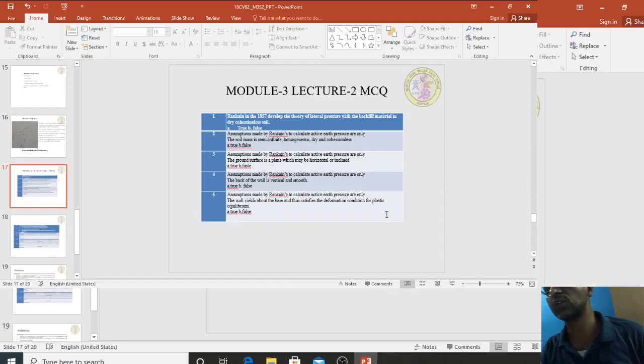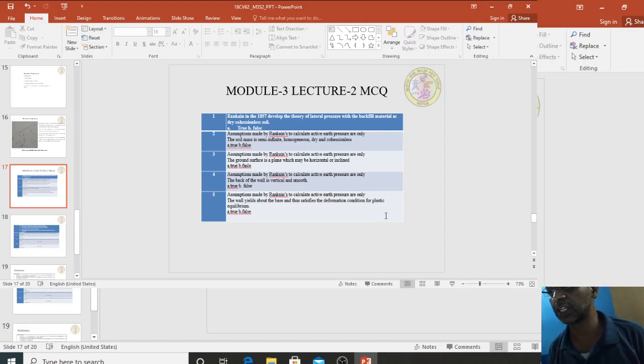Okay. So now coming to the MCQ questions. Rankine in 1857 developed a theory for lateral earth pressure with backfill material as dry cohesionless soil. That is true, so the option is A. Assumptions made by Rankine to calculate active earth pressure are only that the soil mass is semi-infinite, homogeneous, cohesionless. Option B, it is false.